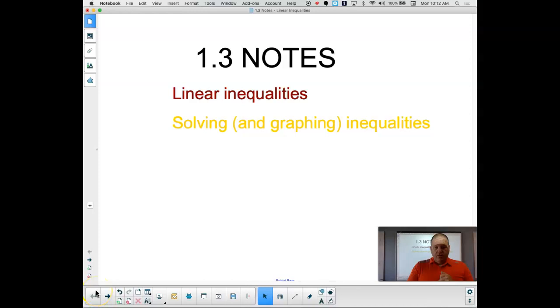And here we go. All right, so 1-3 notes today. We're going to be talking about linear inequalities. We're going to solve them, and we are going to graph them. Okay? And we're going to solve singleton ones, and we're also going to solve compound inequalities.